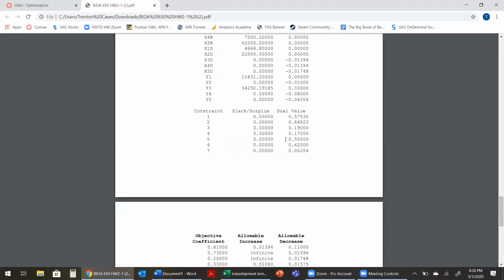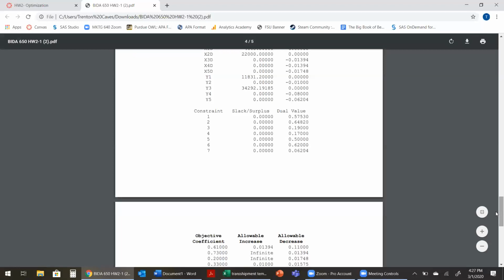So is that saying that if the current value decreased by more than the 11,831, then any unit beyond that would be a deficit of 19 cents? It's any unit up to that amount would be a deficit of 19 cents. Okay. Beyond that, we would have to recalculate. It would change our objective function, therefore changing our dual values.